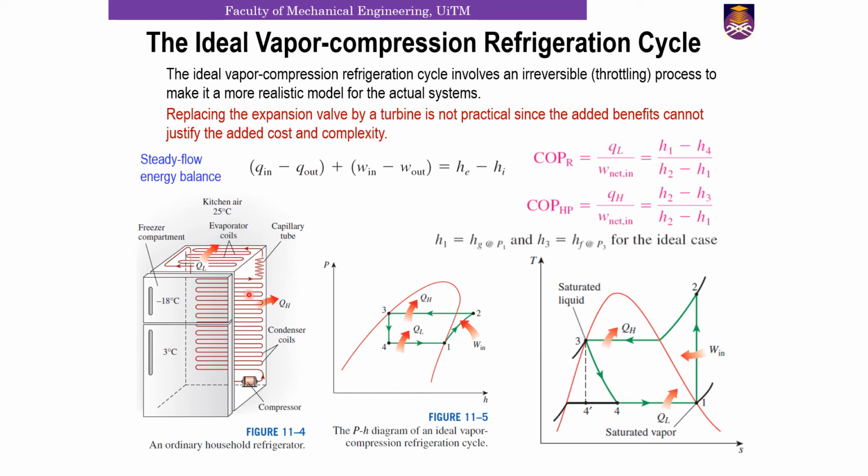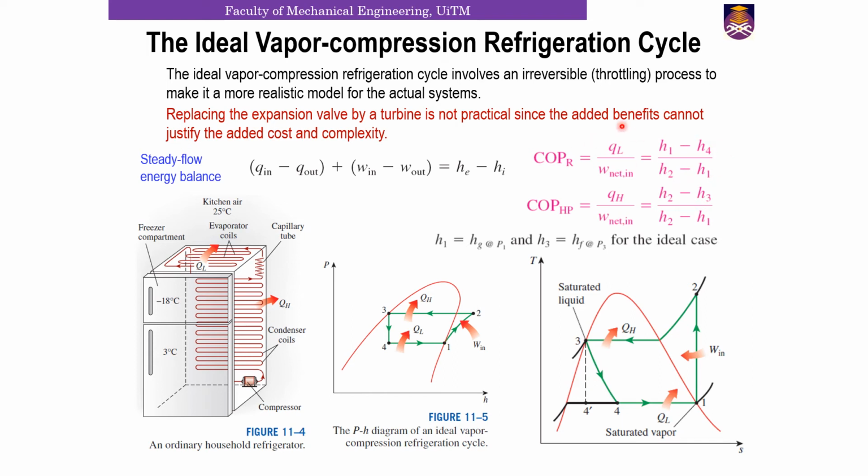We will still maintain the capillary tube or expansion valve, right? So these are the steady flow energy balance equations that we will be using in our practice later on. And the COP for a refrigerator is given by this formula. COP for a heat pump is given by this formula. And you can actually calculate your COP based on the enthalpy values.